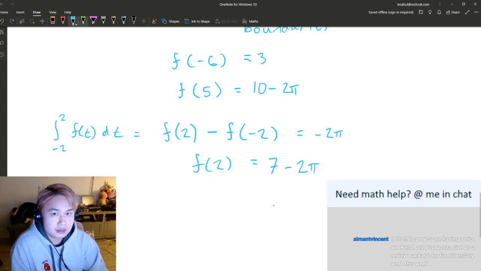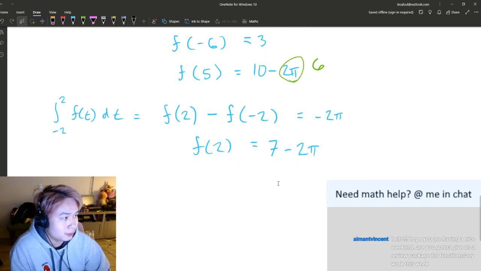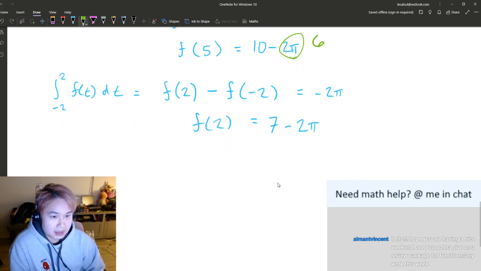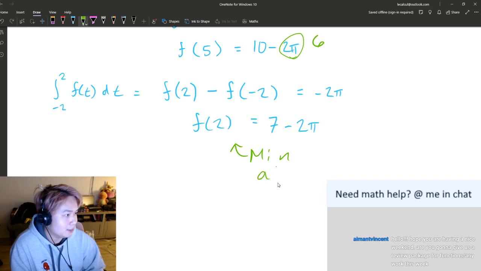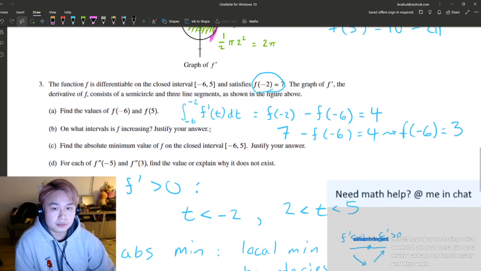So 2 pi is more or less 6. So the smallest one is this one, because 7 minus 2 pi is a little under 1. So here you go. This is my minimum. The absolute minimum. Okay.